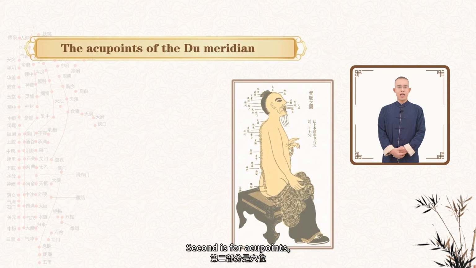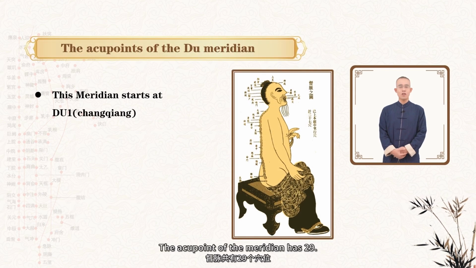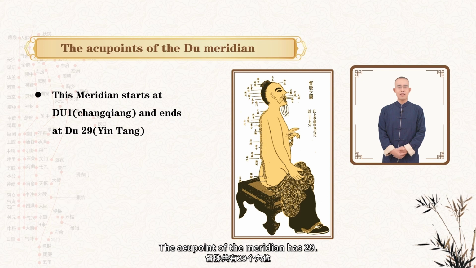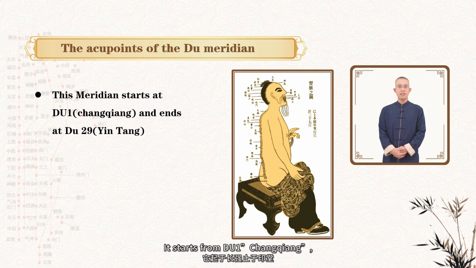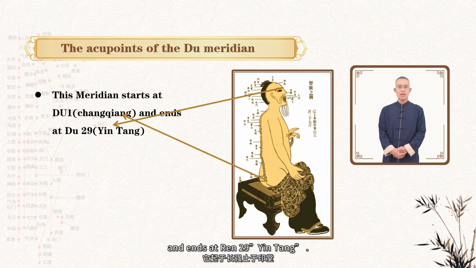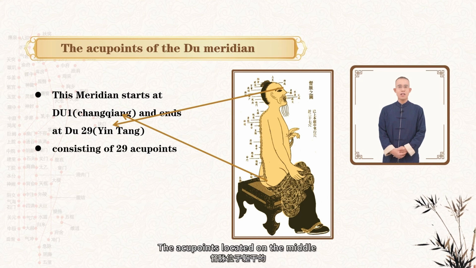Second is the acupoints. The Du meridian has 29 points. It starts from Du1, Changqiang, and ends at Du29, Yintang. The points are located on the middle line of the back of the trunk.